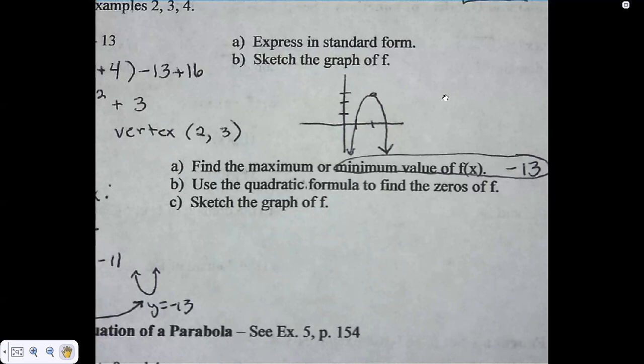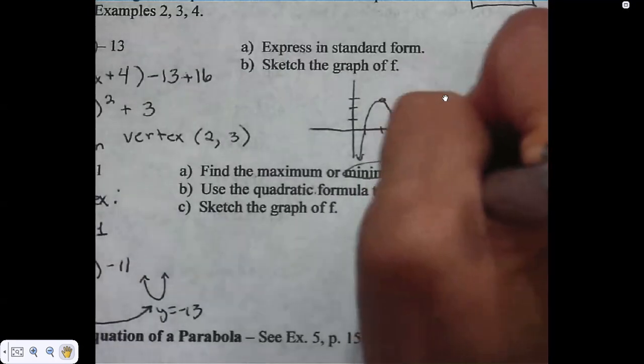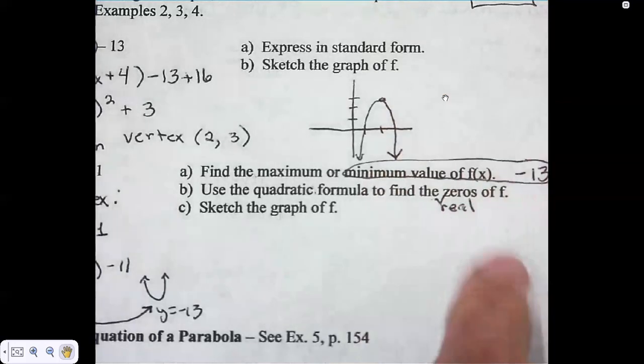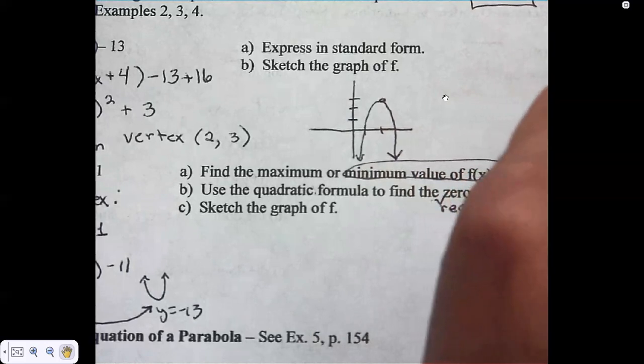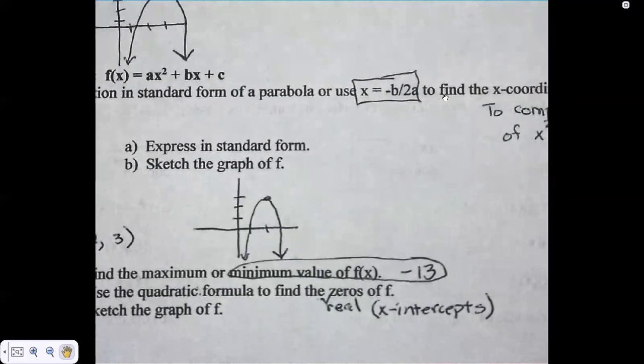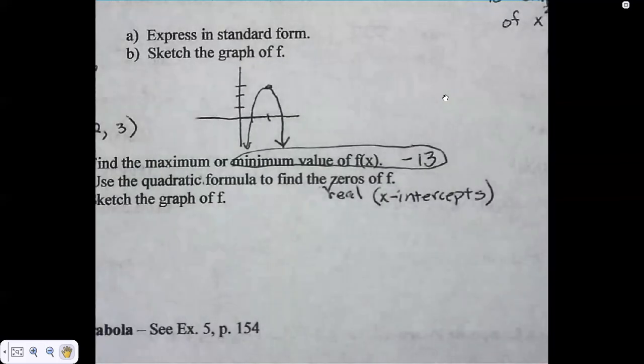Now, what are we finding when we let y equal 0? When do we do that? When we're trying to find what? X-intercepts. Another word for the x-intercepts of a function: the real zeros of a function are the x-intercepts. You have to throw that word real in there because you could have imaginary zeros of the function. Imaginary numbers can't be x-intercepts. The real zeros are the x-intercepts.